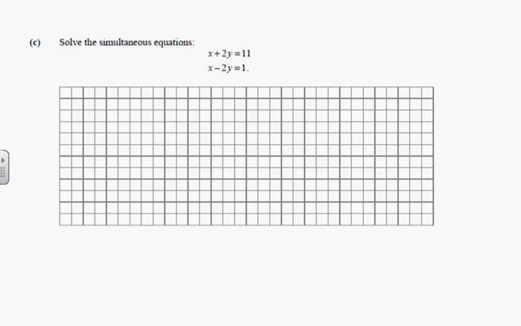Solve the following simultaneous equation. Simultaneous equations are really easy. Okay? Does everyone know why simultaneous equations work?